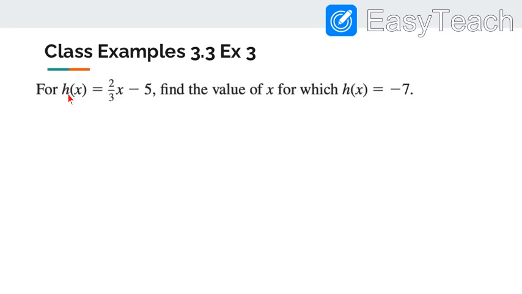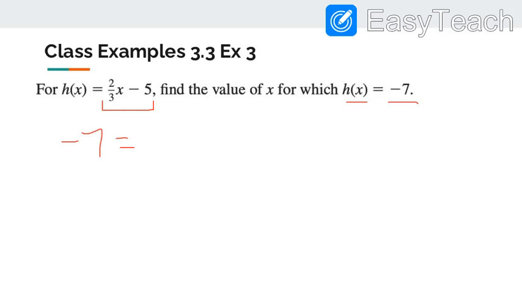Alright, so this next one, they give us a function, h of x is equal to 2/3 x minus 5. Find the value for x when h of x is equal to negative 7. Now notice on this one it actually says the entire value of h of x is negative 7. So we're not saying that x is equal to negative 7, then we'd be inputting. That would have been like our previous one in example 1. So we actually need to plug this in like this.